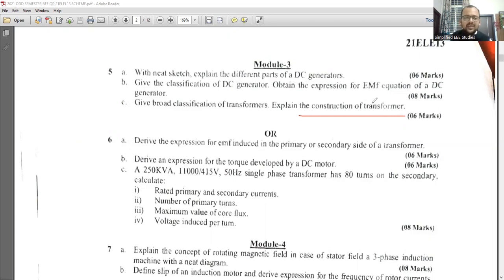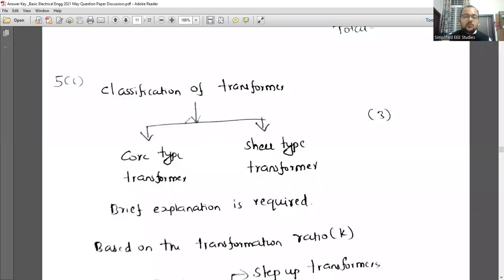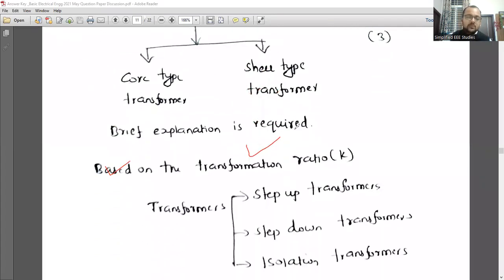Now, how to proceed further? According to construction, transformers are divided into core type transformer and another one called shell type transformer. If possible, draw a symbol diagram. Then you can explain what a core type transformer is and what a shell type transformer is. At least 3 to 4 differences can be written. One more thing, transformation ratio: E2/E1 = I1/I2 = N2/N1. That is called the transformation ratio.